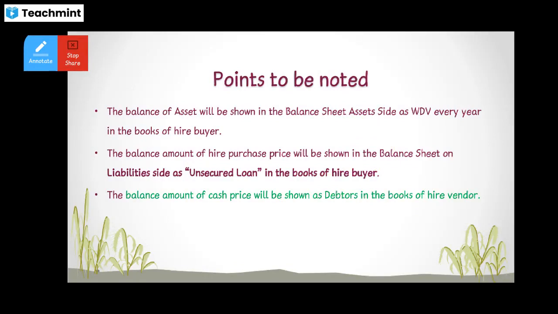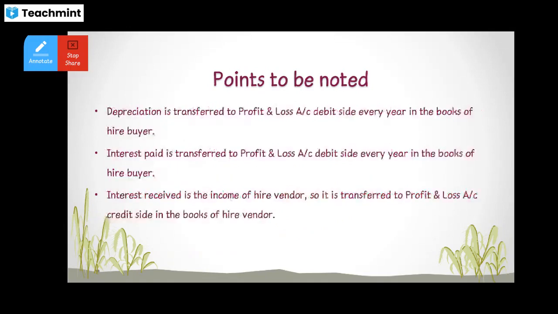या उलट आता हायर वेंडर जो आहे त्याला पैसे येणार आहेत, त्यांनी सेल केला होता, मग सेल केला होता आणि हा उधारीवरचा सेल झाला, म्हणून तो काय करणार आहे, डेटर्स म्हणून तो आपल्या बुक्स मध्ये असेट साइडला जी उरलेली कॅश प्राइस आहे ती तो दाखवणार आहे. सो या पद्धतीनं आपल्याला हायर परचेसच्या एंट्री ज्या आहेत त्या करायच्या.